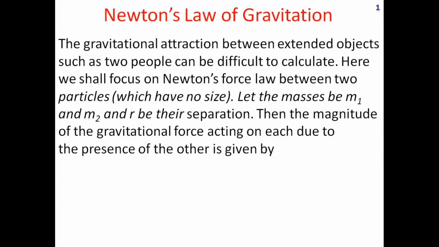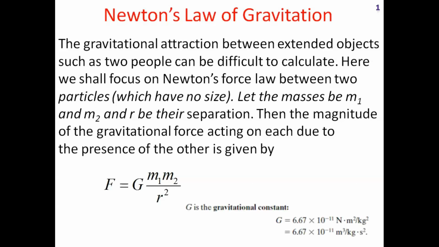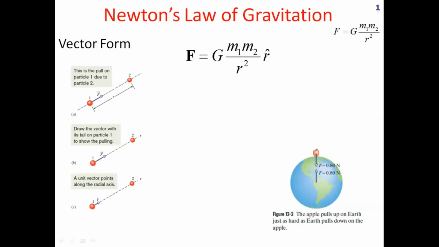The magnitude of the gravitational force acting on each other due to the presence of the other is given by F is equal to G times m1 m2 upon r square. G is 6.67, as I said, into 10 power minus 11 Newton meter square per kg square, or if you get down to the basic units, it is meter cube per kg second square. Now we shall get into the vector form of Newton's law of gravitation.